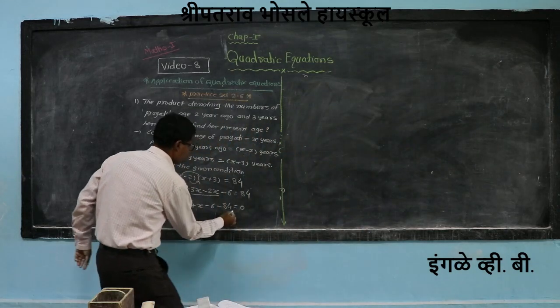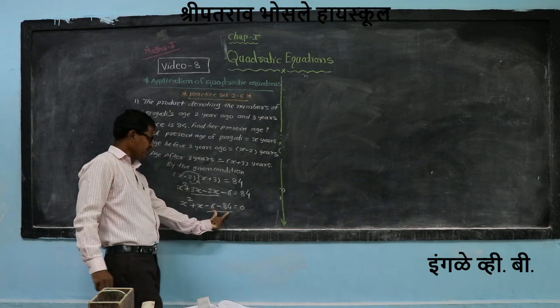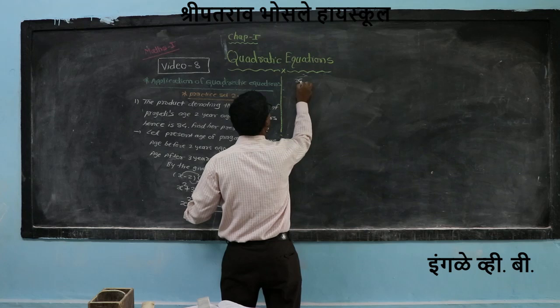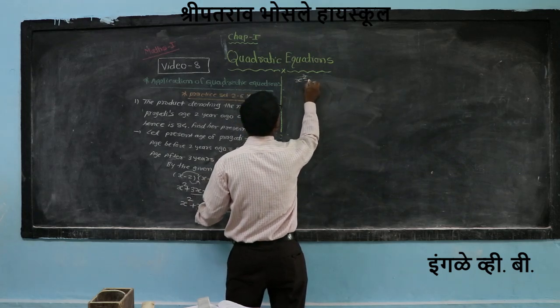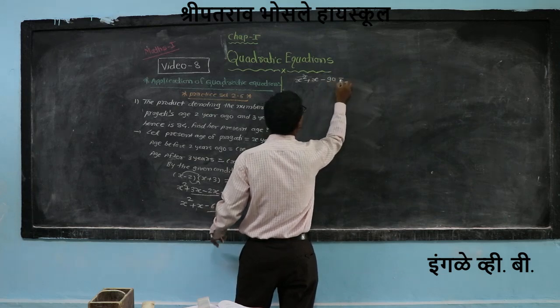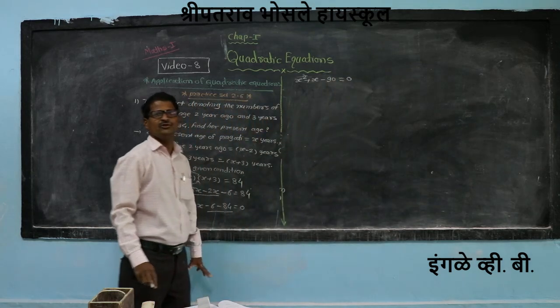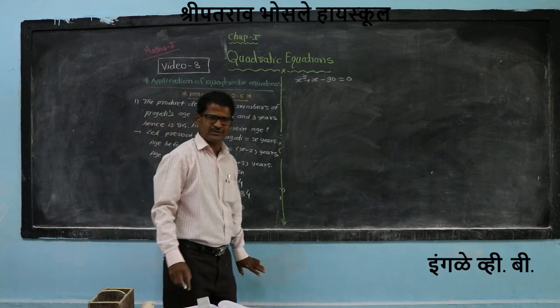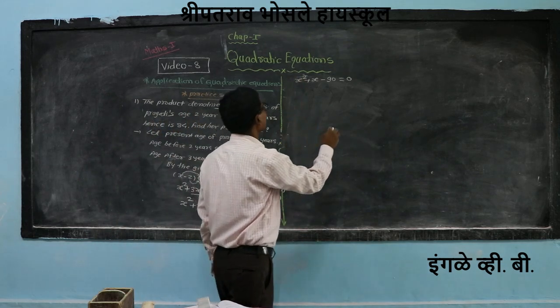Now these are the constant terms. Both have a negative sign, so take the sum. x square plus x minus 90 is equal to 0. In this way, we get the quadratic equation. Now using the factorization method, we solve this equation.